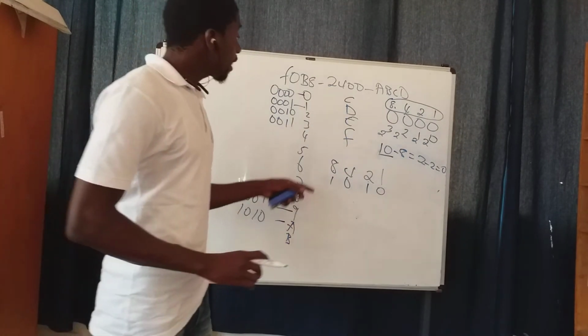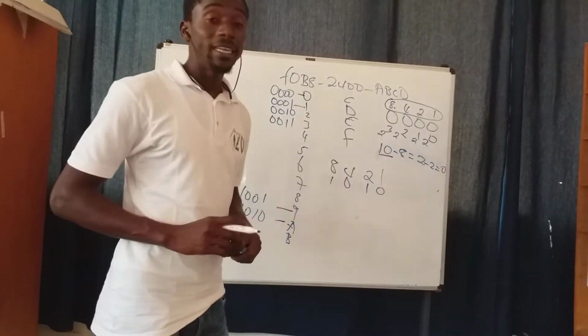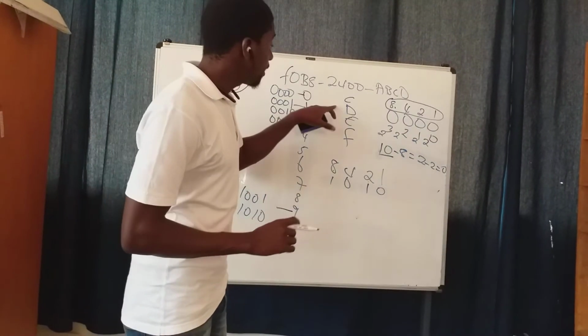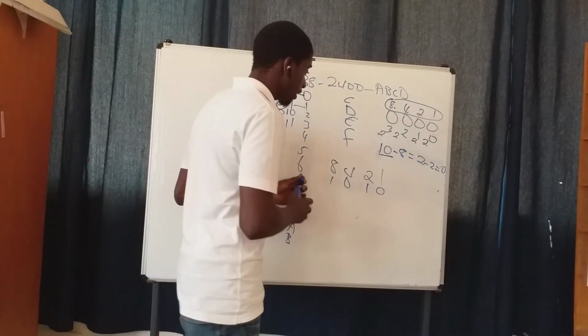Okay guys, so let's take for instance D, and then our last portion will be F. So we're going to convert D and F, then we do the reverse. Okay, so let's take that.